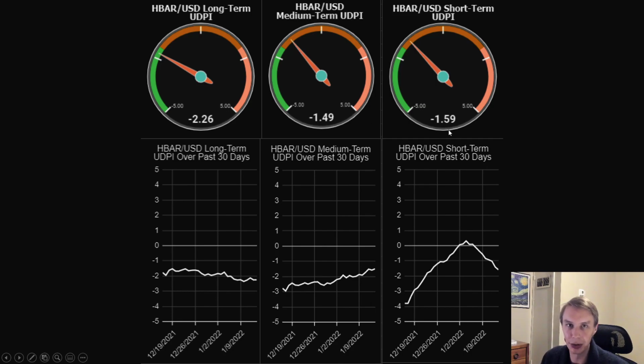And we just looked at the short-term UDPI, which is again saying that it thinks more upside in the short term is realistic than downside, but not to preclude the possibility of downside. So none of that's financial advice, but that's just what our different versions of our upside downside potential indicator think about HBAR where it currently stands.